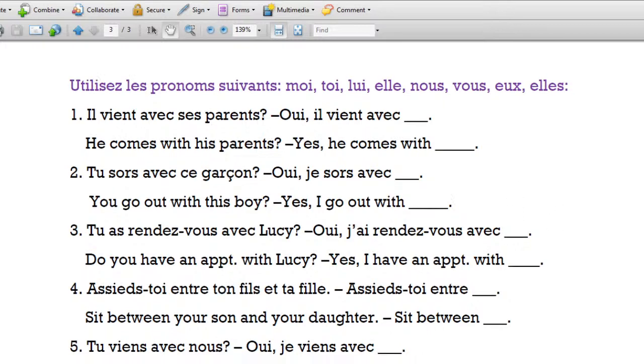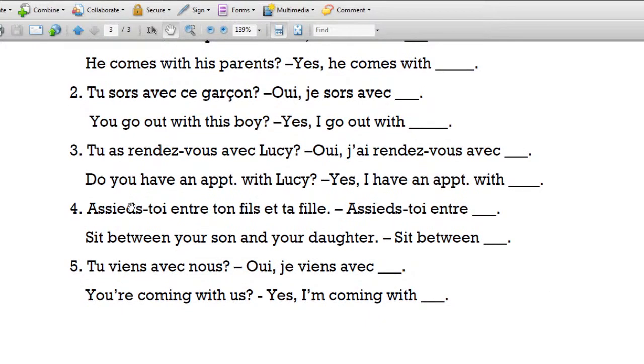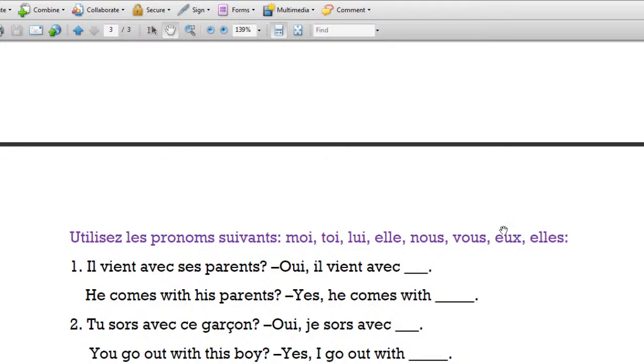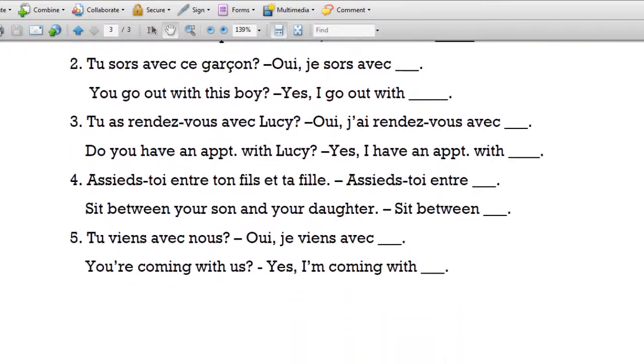Okay. Next. Assis-toi entre ton fils et ta fille. Sit between your son and your daughter. Assis-toi entre dash. Sit between them. Them. So masculine, feminine, both together. If it's two masculine or more, use a. When it's feminine, use L. Masculine group a. Feminine group L. Both masculine and feminine group, I said we have to use only a. So boy and a girl, you are replacing by a.